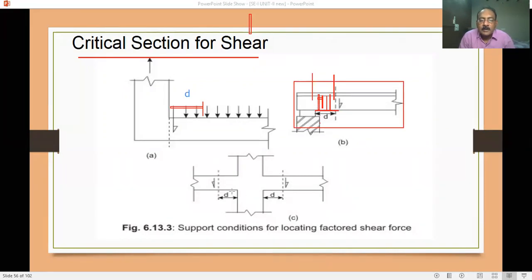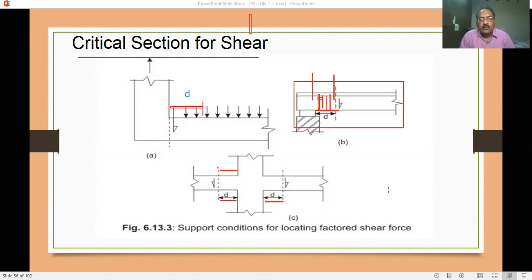This is important. This is a typical continuous beam. This is a column. So here, from edge to edge, it is the critical section, right? This is D, this is D, here D. D is the effective depth.